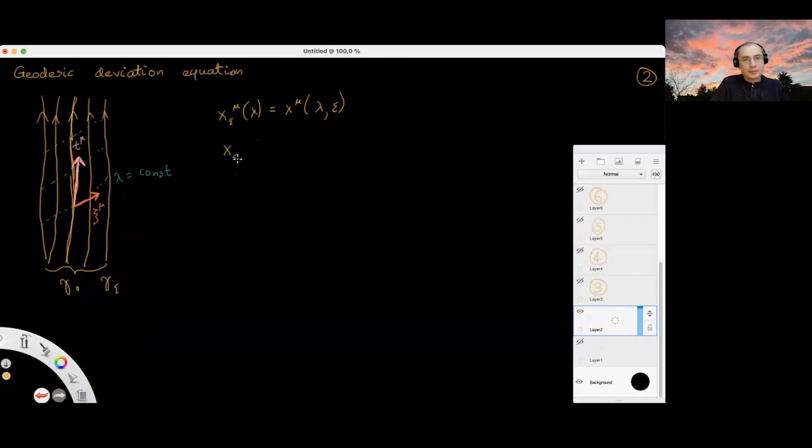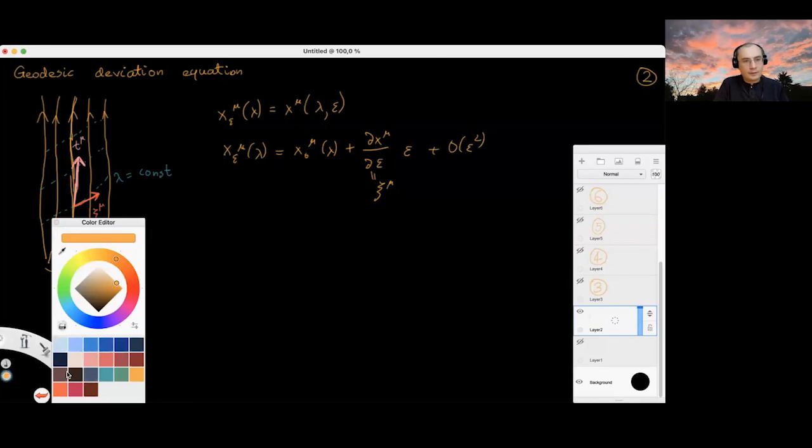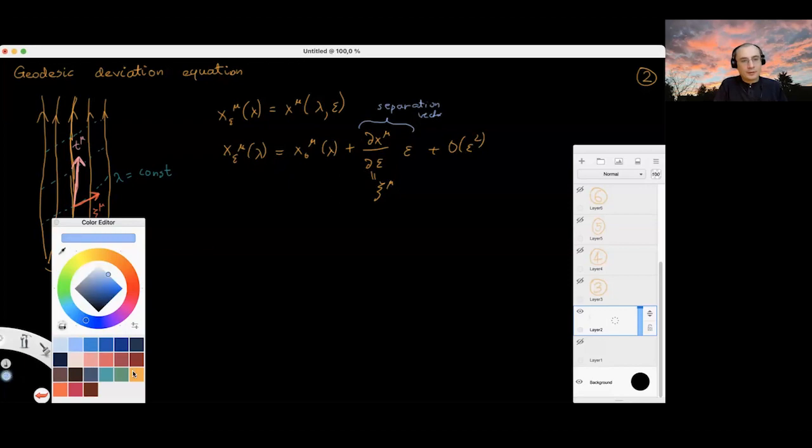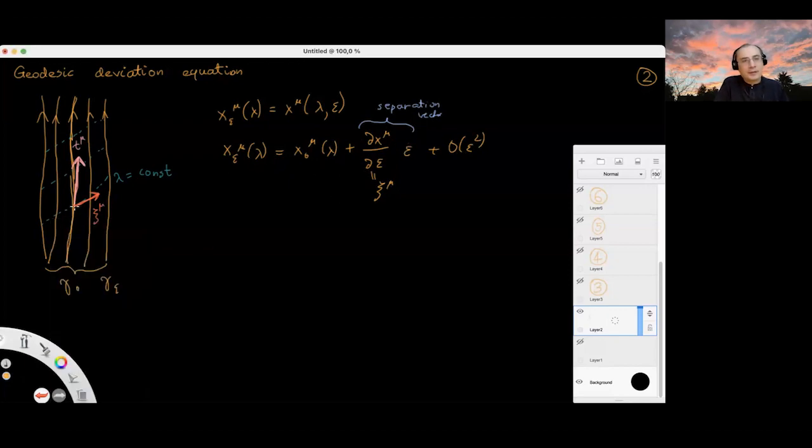And we know that the position of the neighboring geodesic can be approximated as the position of the fiducial geodesic plus dx mu over d epsilon, which is equal to xi mu, times epsilon, plus higher order terms. Now sometimes this whole thing over here is called the separation vector, but sometimes it's only this coefficient which is called the separation vector. It depends on your convention. Including epsilon simply means that we physically rescale this vector to be infinitesimally small. However, the resulting equation is scale invariant, so it doesn't really matter mathematically.